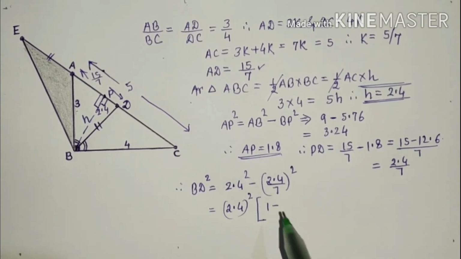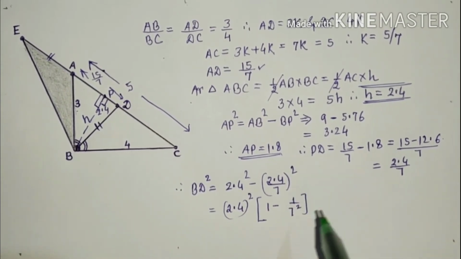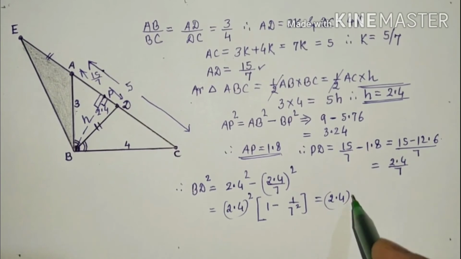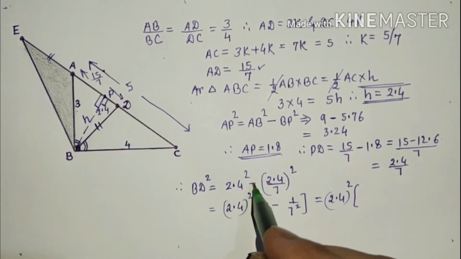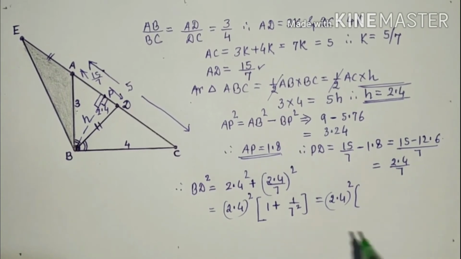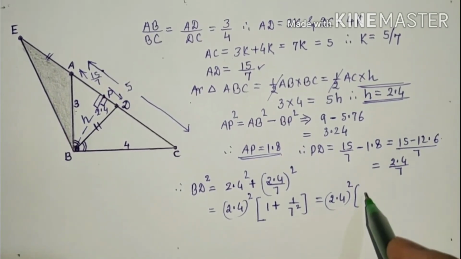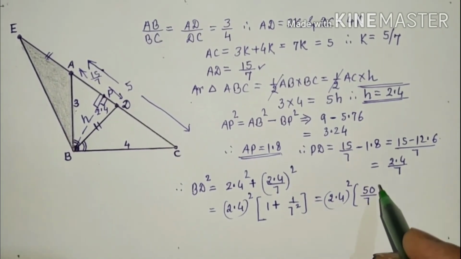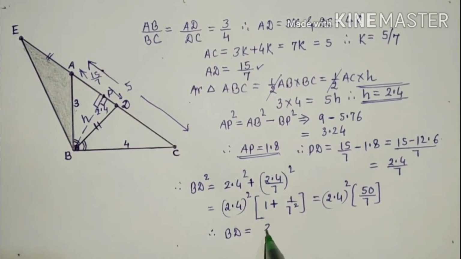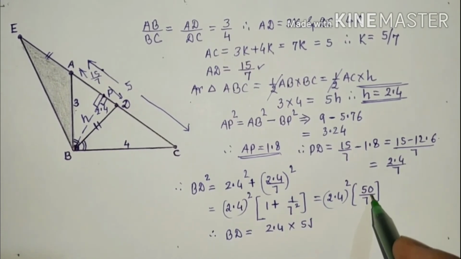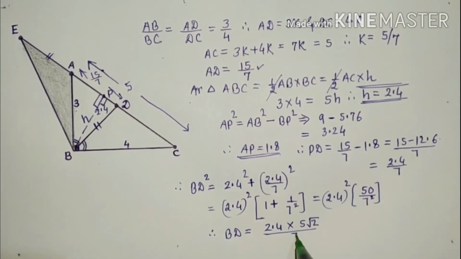So we will get 2.4 square into 1 plus 1 by 7 square. BD square is equal to this square plus that square, so make it plus. So 1 plus this, 49 plus 1, 50 by 7 square. So therefore BD is equal to 2.4 into 5 root 2 by 7.